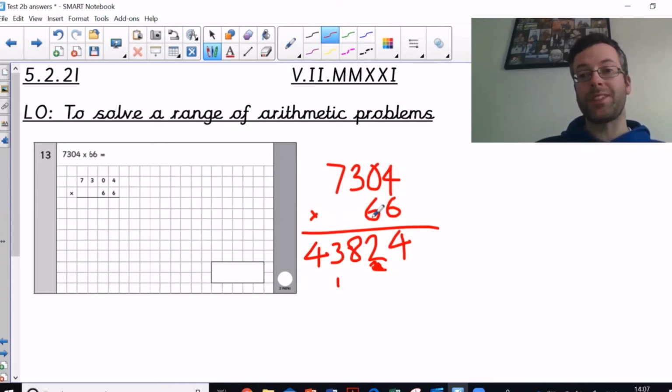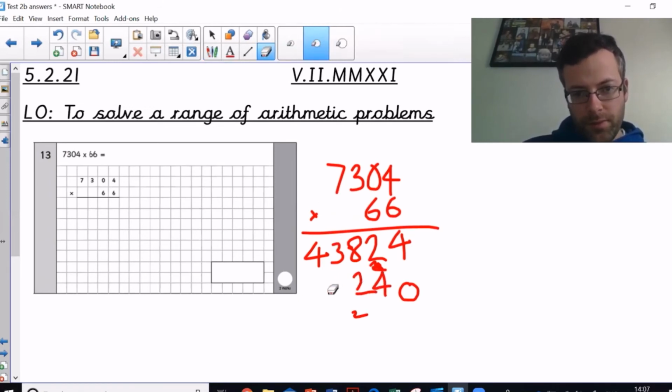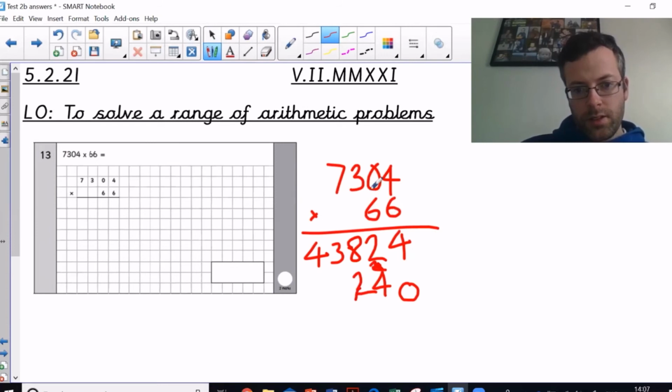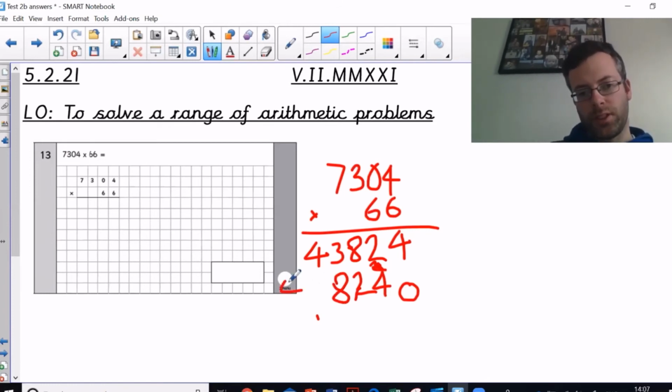Now I need to times everything by that 60. And because it's a 60, everything needs to be in a higher column. So 6 times 4 is going to be 24 tens. Those 6 tens times by nothing is nothing, plus those 2. I'm just going to do a bit of rubbing out to stop confusing me. Yeah, 6 times those 300s is 1800s. And 6 times those 7 is 42 plus that one, so that's 43.